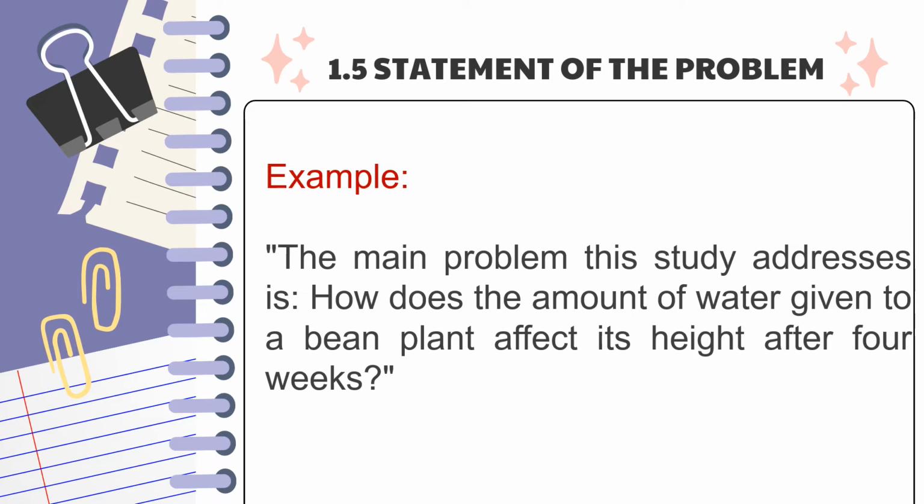It specifies the independent variable, which is the amount of water, and the dependent variable, which is the height of the bean plants. Additionally, by including a specific time frame of 4 weeks, it provides a clear scope for your research. This kind of clarity not only guides your experiment, but also helps you focus on finding a solution to the problem you've identified. Remember, a well-defined statement of the problem is the foundation of any successful research project.